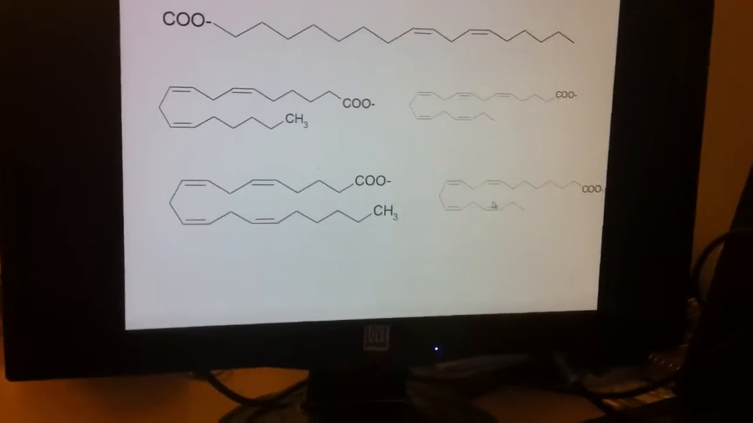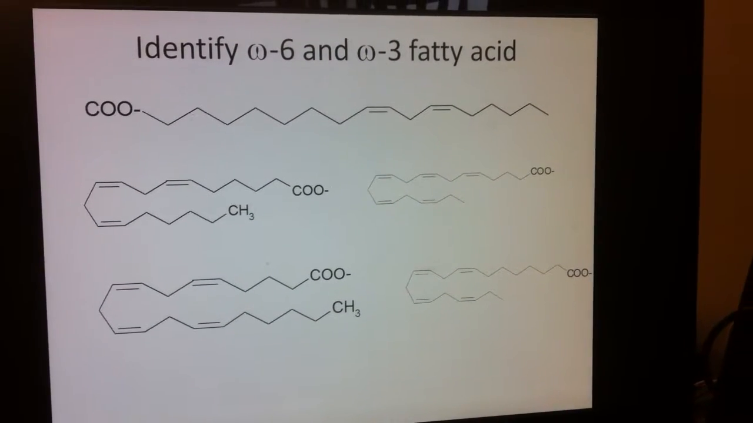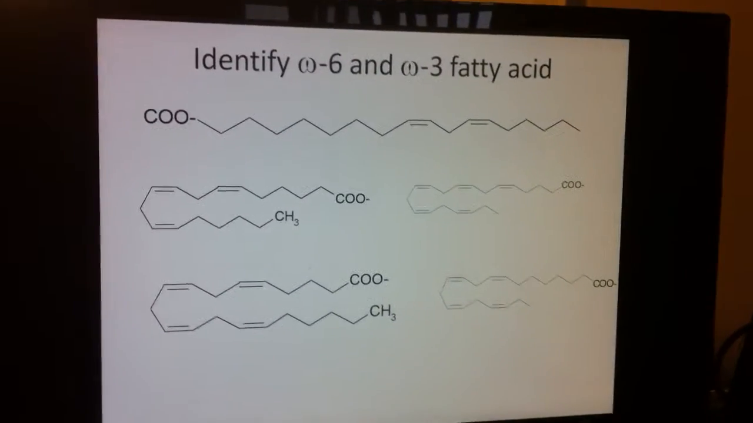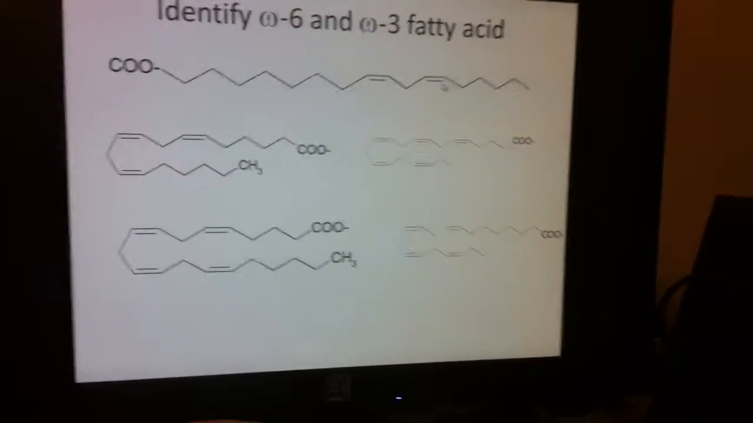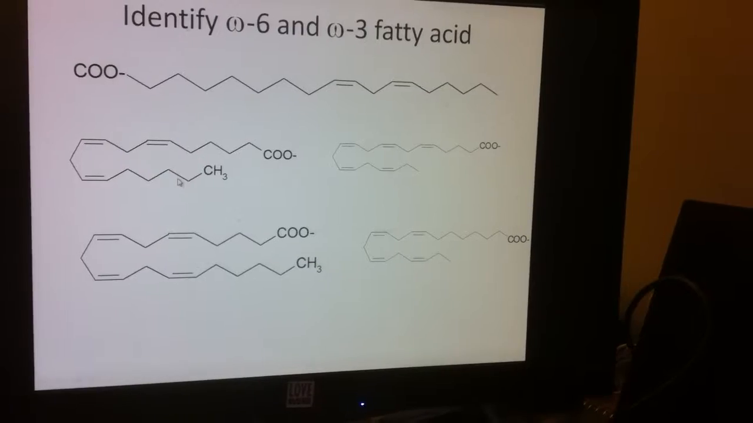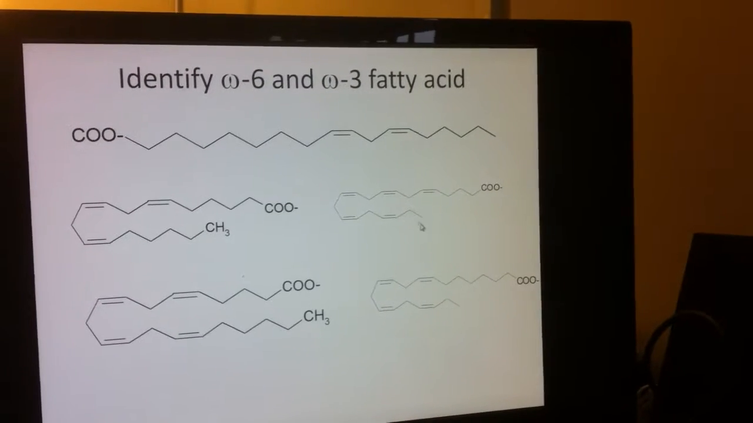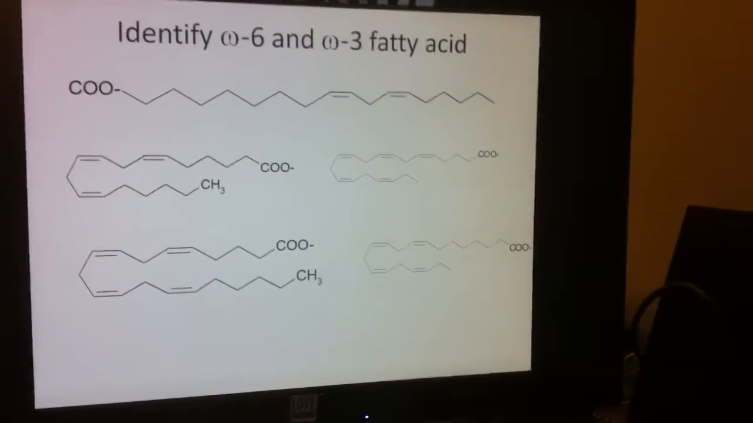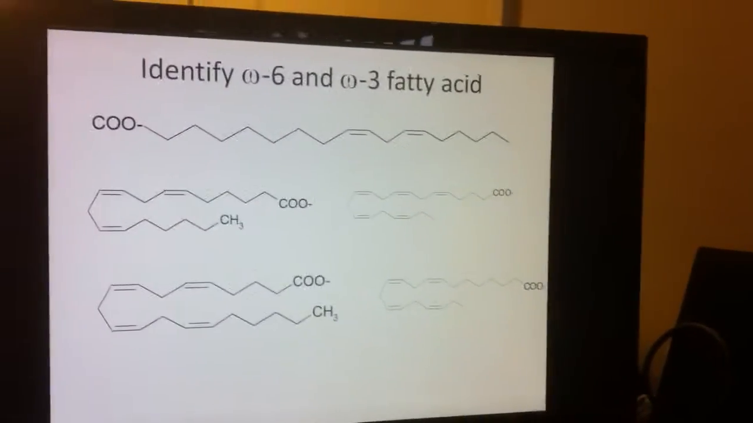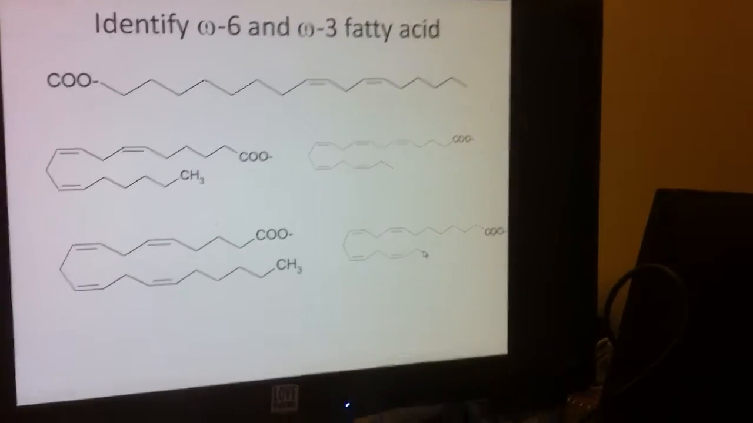It's pretty simple. Okay, so I give you a practice here. Identify the omega-6 and omega-3 fatty acids. The first one: omega, 1, 2, 3, 4, 5, 6, omega-6 fatty acid, right? The second is also an omega-6 fatty acid, right? The third is an omega-3 fatty acid, right? The fourth one, omega-6. This one, omega-3.